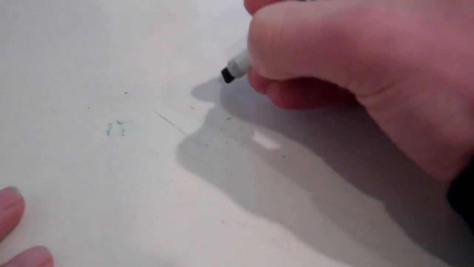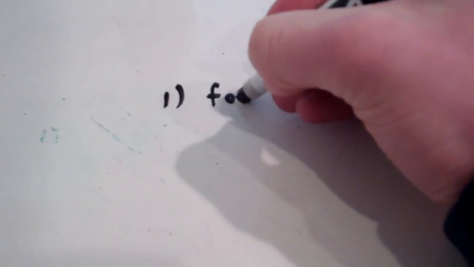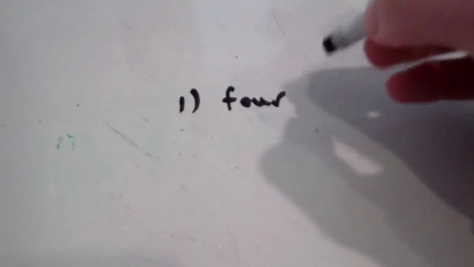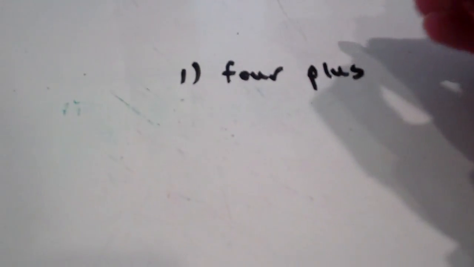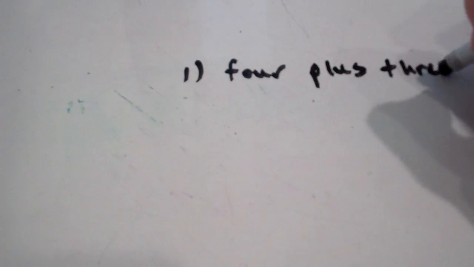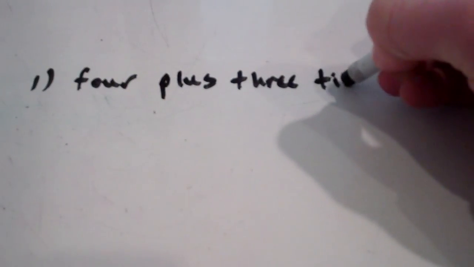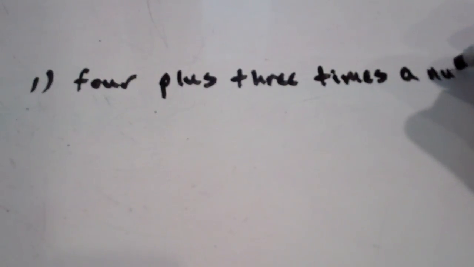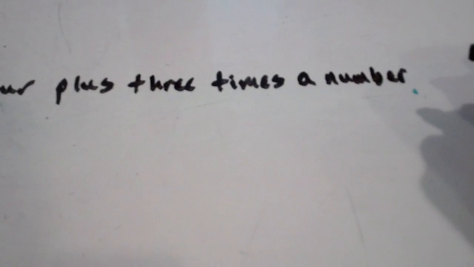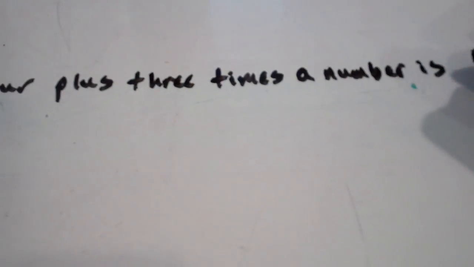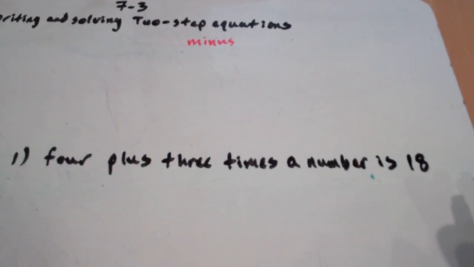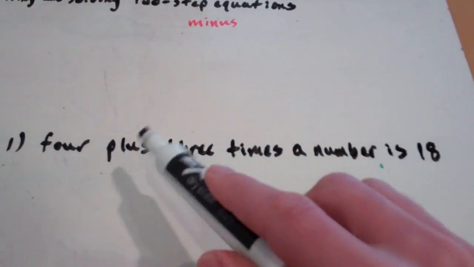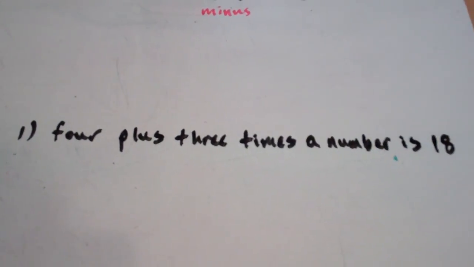Alright, the first problem you're going to solve on your own is 4 plus 3 times a number is 18. That's your first problem to solve. 4 plus 3 times the number is 18. I'm not going to be using subtraction at all, so you can write it just the way it appears.